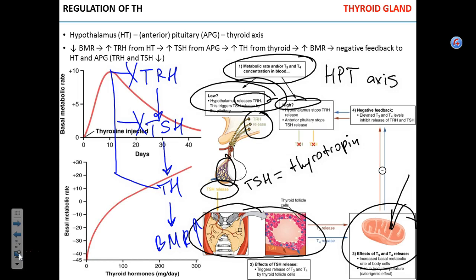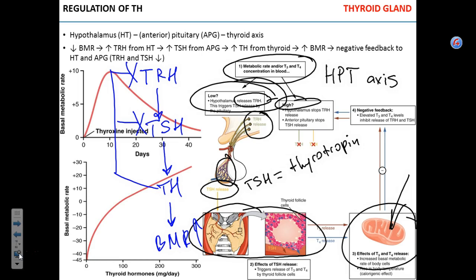Let me tell you, most hormonal axes work the same way. If you substitute TRH with growth hormone releasing hormone, TSH with the growth hormone itself, and TH with IGF, that's the same axis, right? It's all the same type of feedback. Does that make sense? We'll wait till the next portion of info, and you will see how it is regulated in disease.